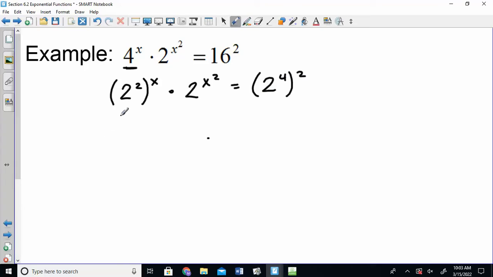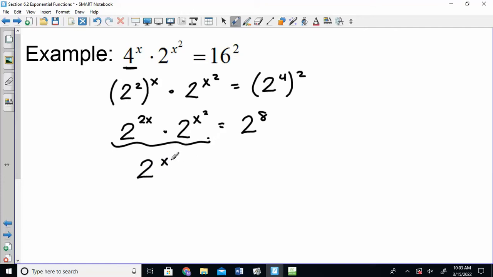And that had a square on it. So we get 2 to the 2x times 2 to the x squared equals 2 to the 8th. Can I drop my base yet? Yeah. Because you still have to multiply this first. When you multiply these, the base doesn't change. What do you do with your exponent? Add them. So that becomes 2 to the 2x plus x squared.